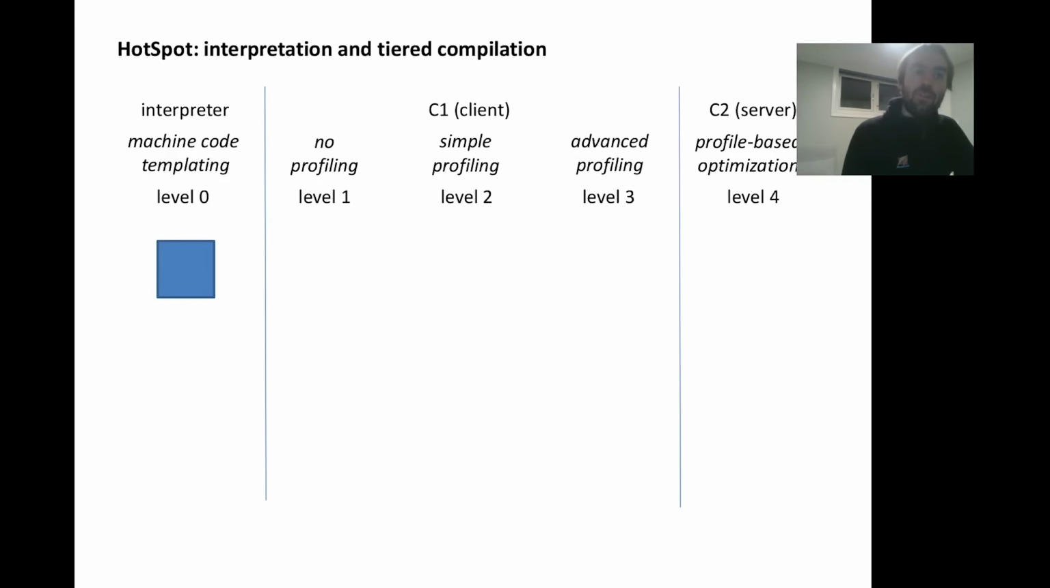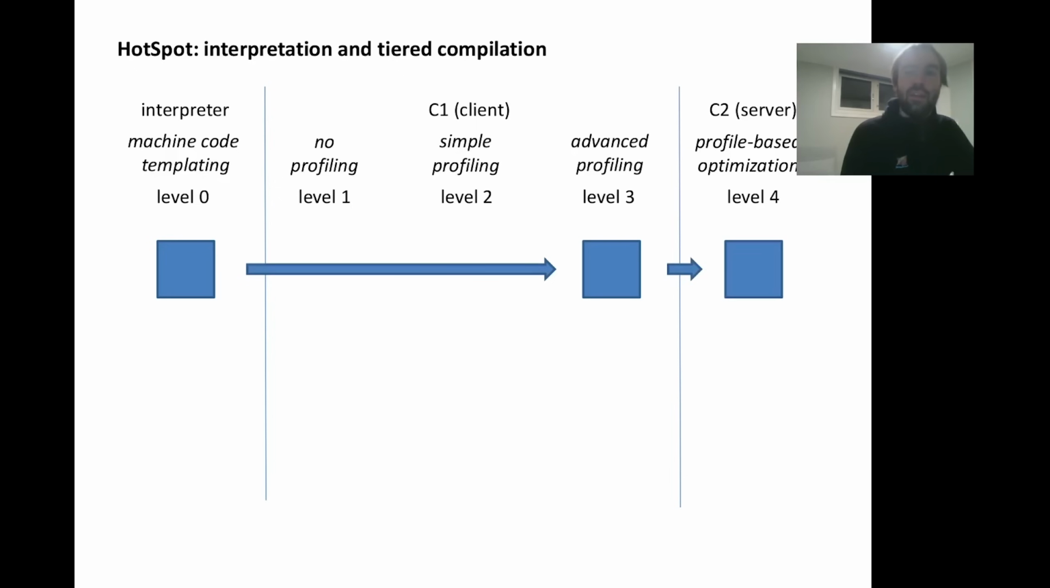So, as said, everything starts out interpreted. You will then typically jump to level 3, so these levels don't have to be passed level by level. And in this level, you will collect all kinds of profiling data, and then given this data, in the end, HotSpot or the JVM will try to make the best out of it.